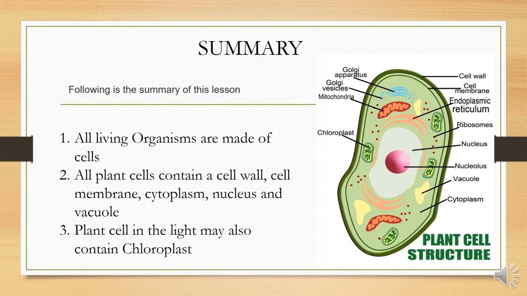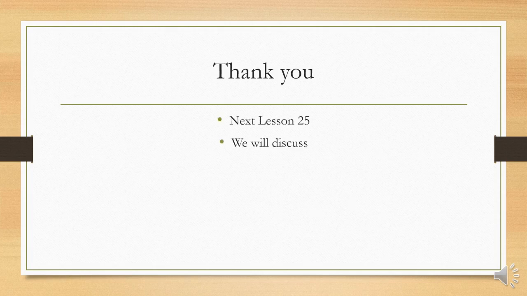We can summarize that all living organisms are made up of cells. All plant cells contain a cell wall, cell membrane, cytoplasm, nucleus, and vacuole. And the plant cell in the light may also contain chloroplast. In the next lesson, we will be discussing the function of the parts of the plant cell.